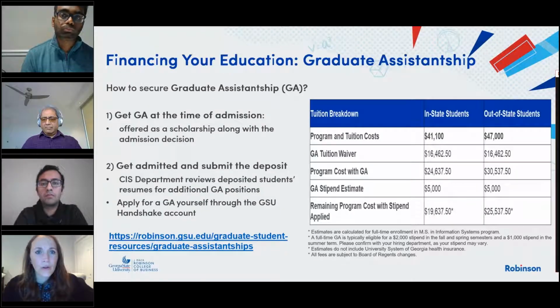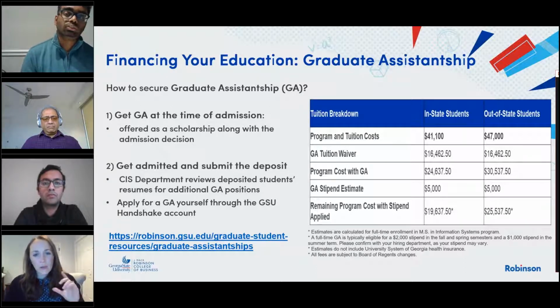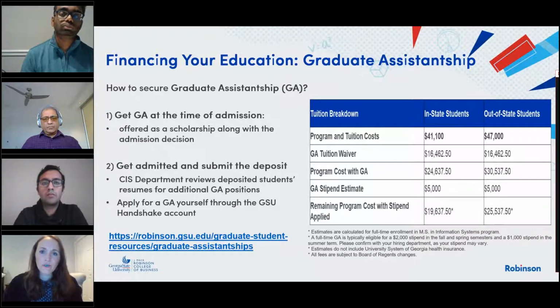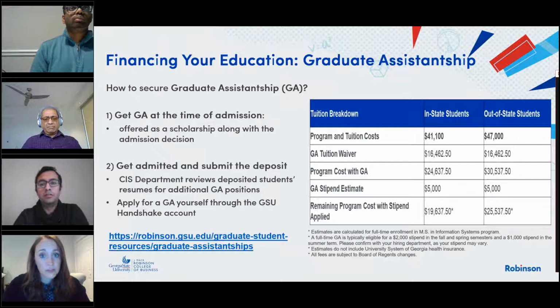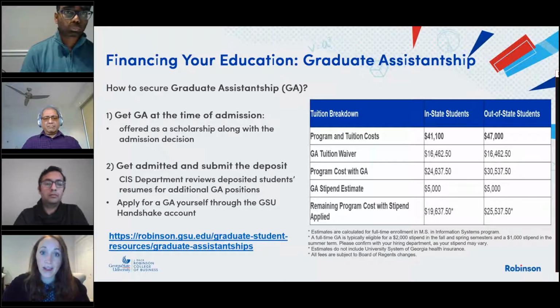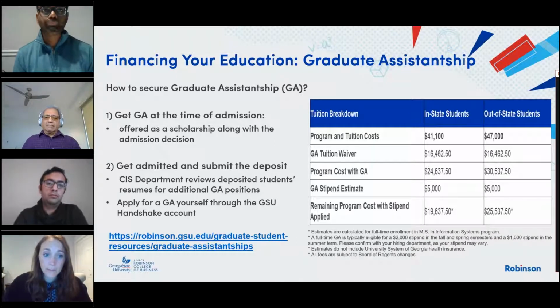And just something I know that's important and on everybody's mind is financing your education. So I wanted to give you insight. There are some scholarships and other opportunities within the university, but the main way that our students are funding their education is through graduate research assistantships. For our students in the MSIS program, you will either get an offer for a graduate assistantship upon admission. So if you're admitted to our program, you would find out at that time if you've received an assistantship.